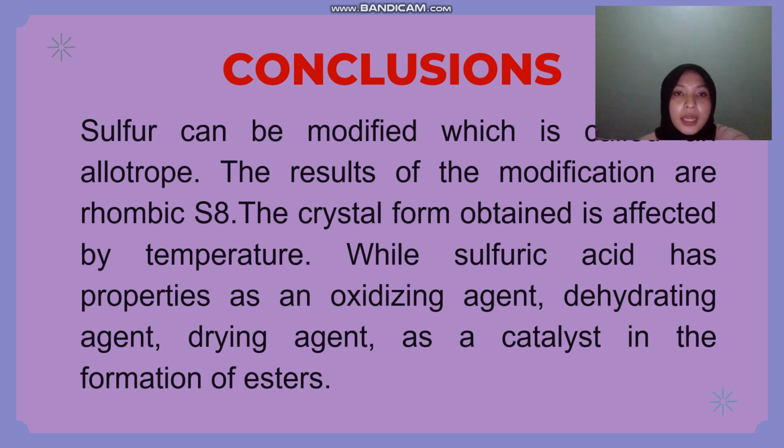Conclusion: sulfur can be modified, which is called an allotrope. The result of the modification, or rhombic assay, the crystal form obtained is affected by temperature, while sulfuric acid has properties as an oxidizing agent, dehydrating agent, drying agent, and as a catalyst in the formation of ester.